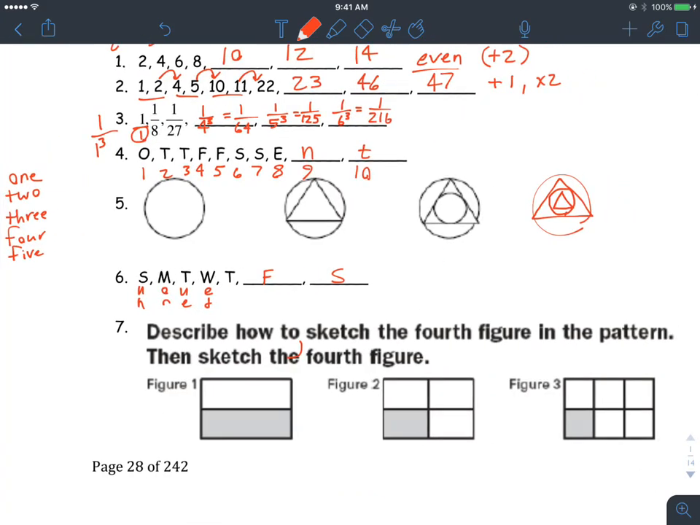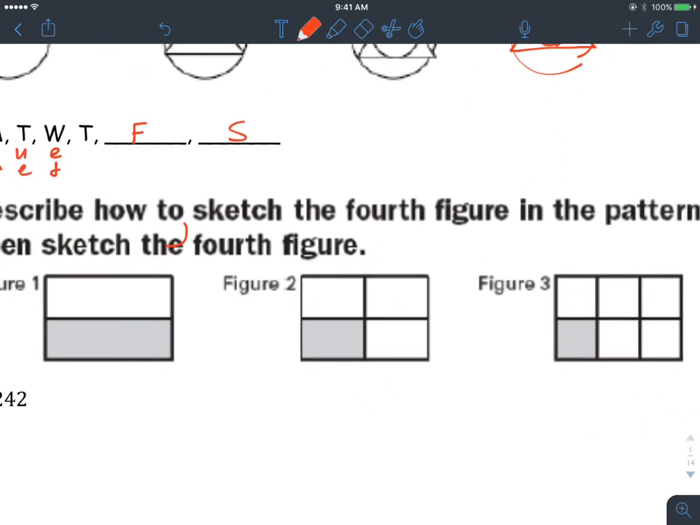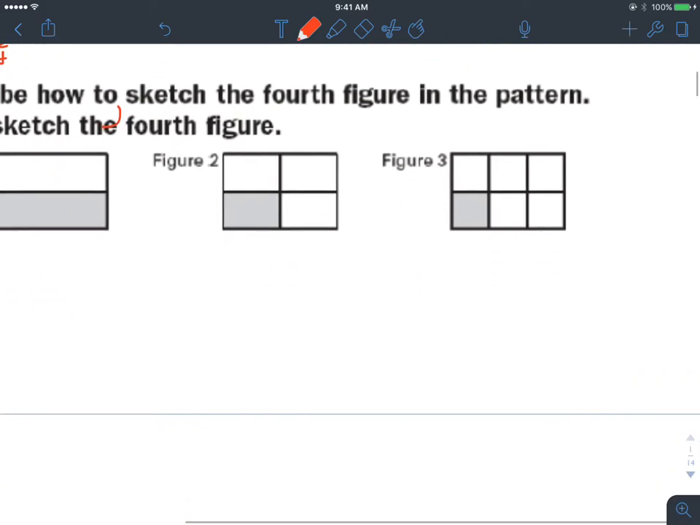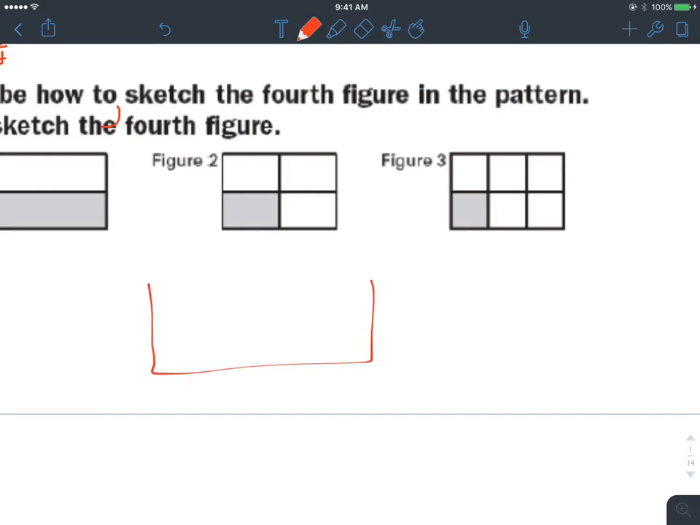What do we got here? Describe how you can sketch the fourth figure in the pattern and sketch the fourth figure. So it looks like here you got 2 blocks, and then the next one you got 4 blocks, and then the next one you got 6 blocks. So I'll bet you that last figure here, we're probably going to have 8. Looks like these are going up by 2 blocks each time.